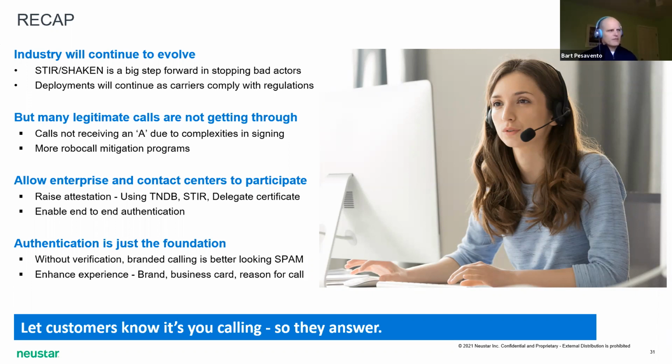There's a lot of legitimate calls that are not getting through. We talked about this. They're not receiving an A attestation due to complexities in signing. More robocall mitigation programs are out there, so more calls are getting stuck in these traps. One of the solutions we talked about is allowing enterprises and contact centers to participate, raise the attestation level by using one of these different approaches, and enable end-to-end authentication.